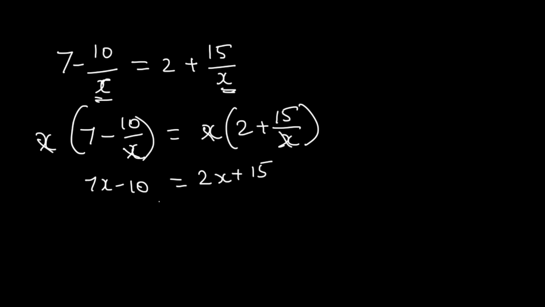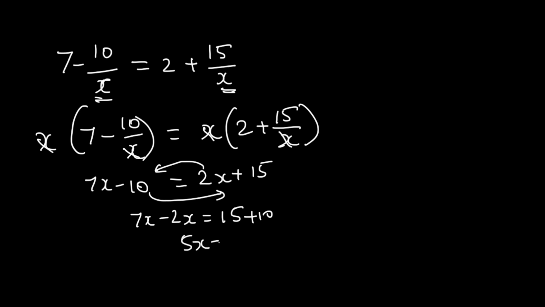Now just transpose, you get the answer. 10 there, 2x there, so 7x minus 2x is equal to 15 plus 10, so 5x is equal to 25, and x is equal to 5.